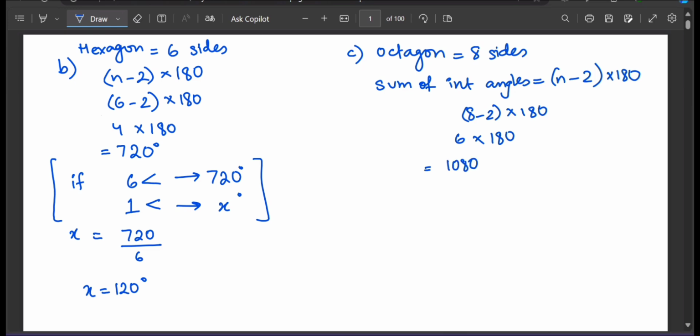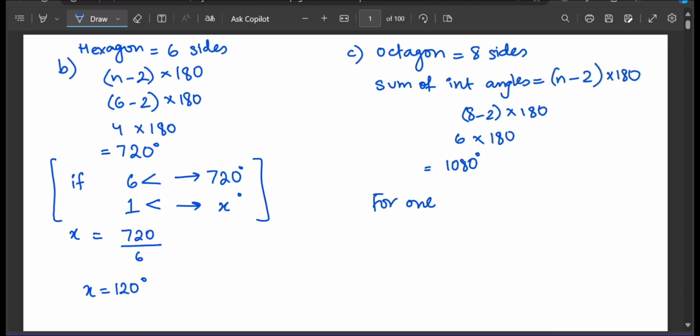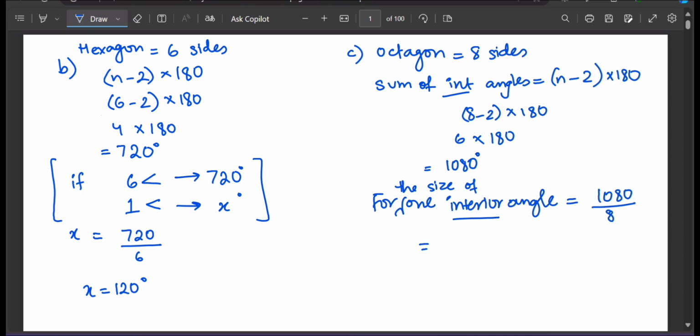For one, what's the question? For the size of one interior angle, please make sure to write "interior" in full. For the size of one interior angle, 1080 divided by the total number of sides. So that's going to be our answer. It is going to be 135 degrees.